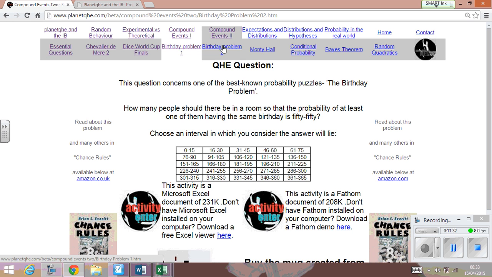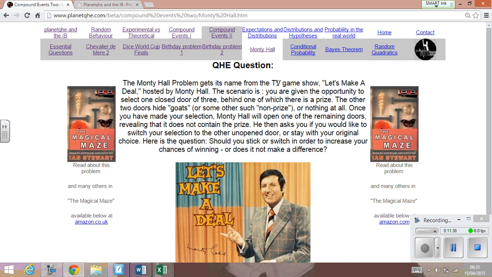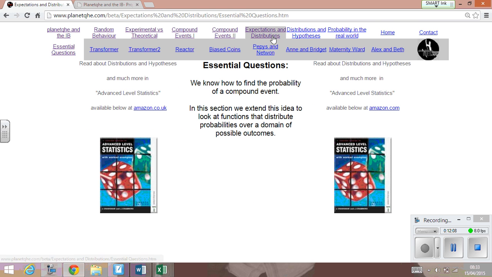And there's another birthday problem, which is similar. There's Monty Hall. I'm not going to do that right now. It's a very famous problem. Again, you would have to adapt that to make it your own. Conditional probability is another one where you can construct Venn diagrams to make events which are not mutually exclusive, but they are statistically independent. Just 2 more.